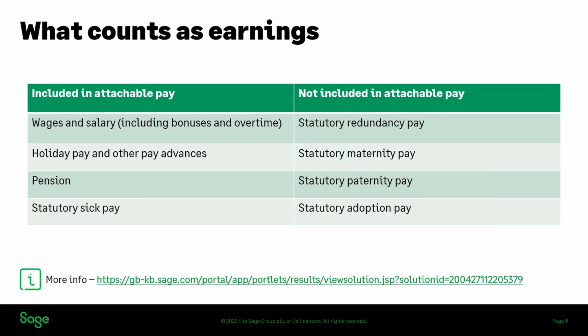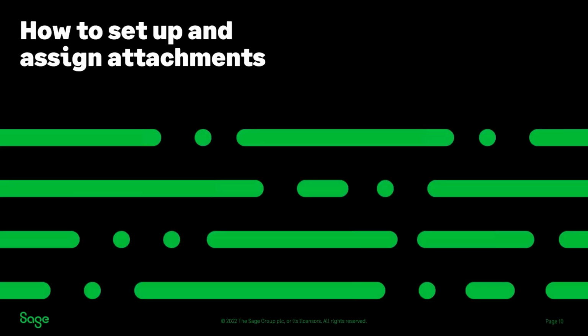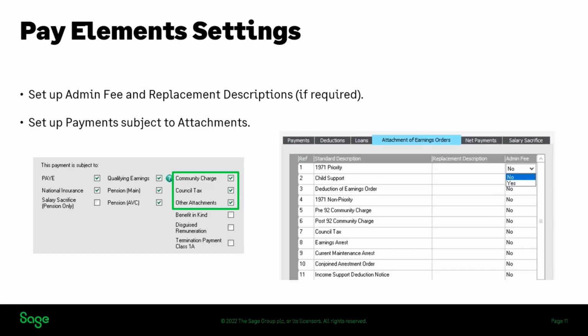So a bit of background there on the types of attachments and how the deduction would be calculated. But let's try and put that into practice now and show you how the program deals with this. And we're going to take a look at setting up and assigning attachments to your employees. And first thing we're going to show you are the pay element settings.